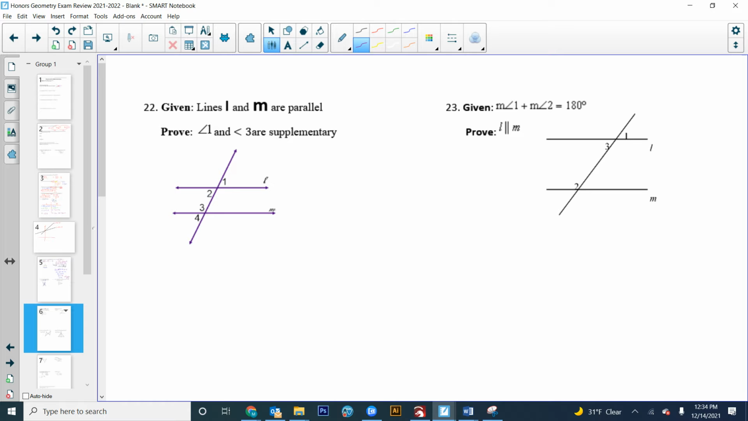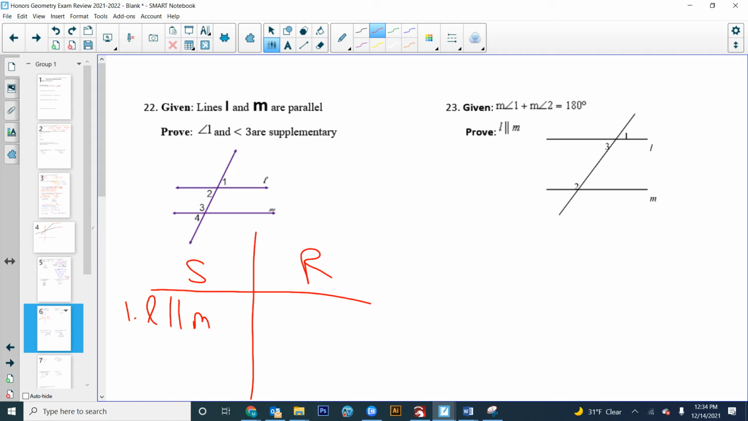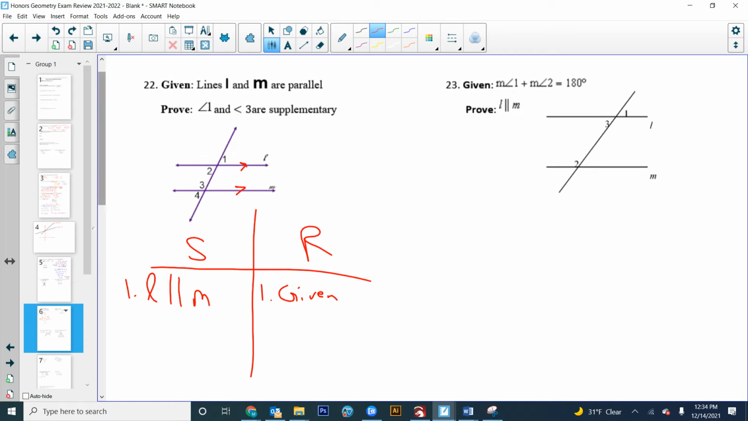22 or 23? Madison. I got something different for 22 than the key. Okay, let's take a look. All right. L parallel to M. What'd you put next, Addison? Let's go through your way. Okay, I did measure of angle 4 plus measure of angle 3 equals 180 because of the linear pair.